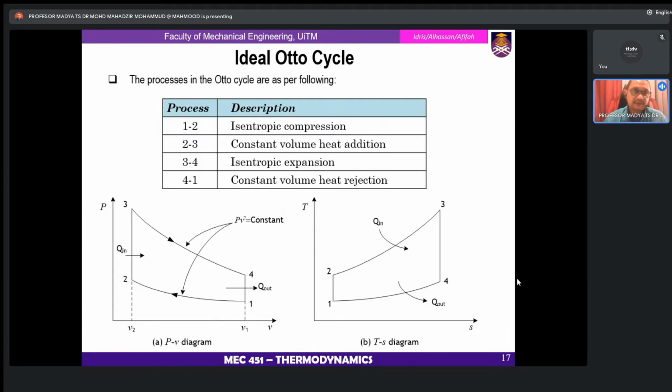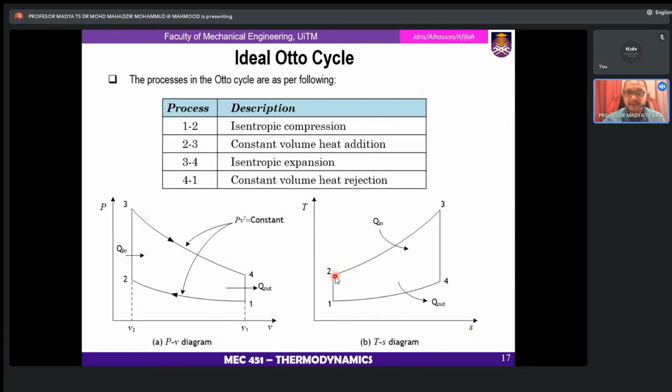The processes that happen in the Otto cycle, as I mentioned, are isentropic compression, constant volume heat addition, isentropic expansion, and constant volume heat rejection. These processes can be drawn in a PV diagram and also a TS diagram. In the pressure versus specific volume diagram, the processes are as shown earlier. But in the TS diagram, the graph will be like this.